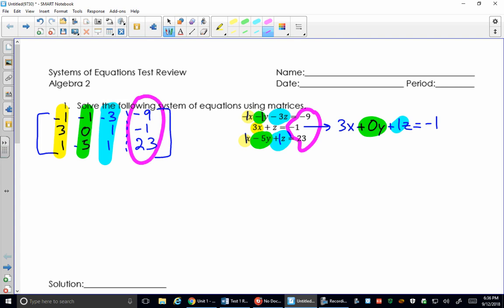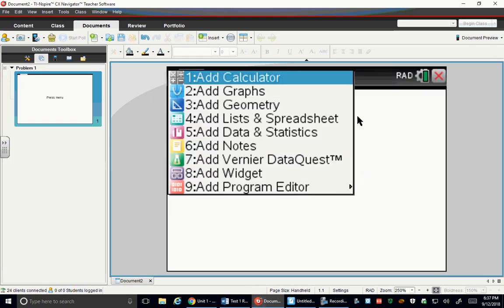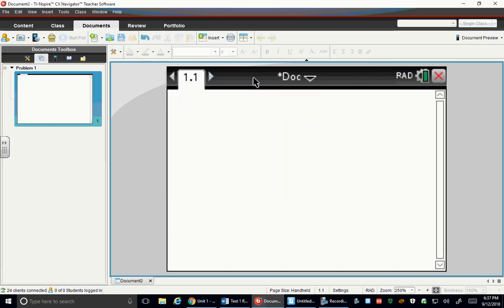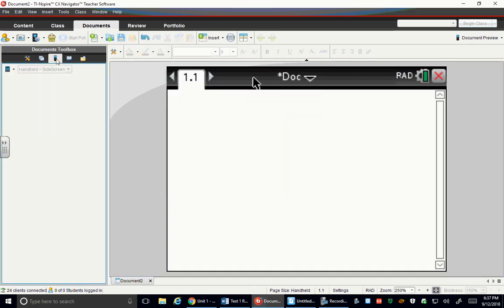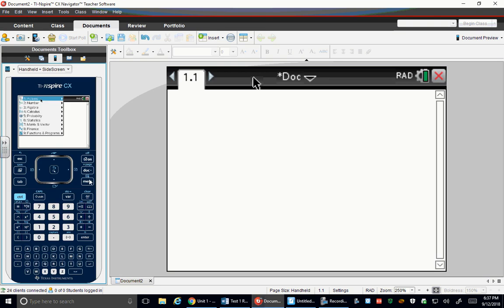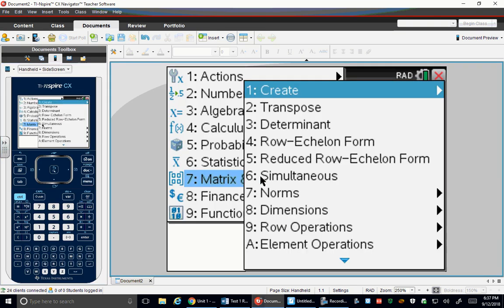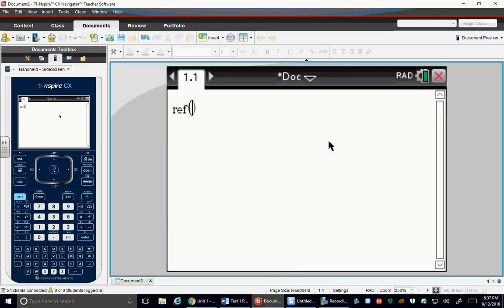Okay, so now what do we do? We want to go to the calculator, and our focus is to use REF. It's going to give us a matrix, and that's what we're going to copy down here in just a moment. All right, so let's go set this up. So I start by making a calculator page. And menu, and we want to go to matrix and row echelon form.